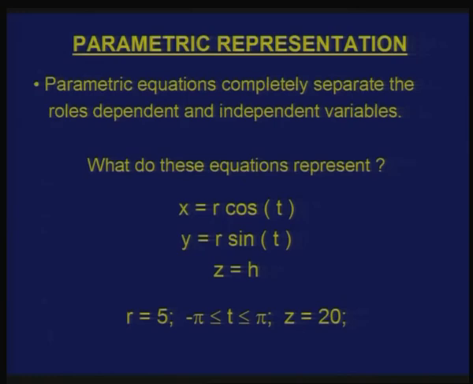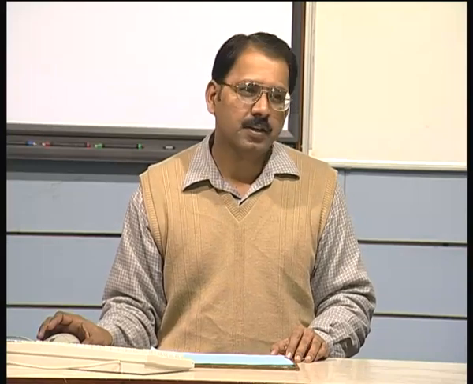Now, if I go to that, I have the same equations, but if you look at the parameters, r is fixed, which is still 5 units, z is fixed, which is 20 units, whereas t is a variable. t varies from, let us say, minus pi to pi. So, you have 3 equations which are functions of a single variable. We know what is the entity which it represents. It is a circle, because t is varying from minus pi to pi.